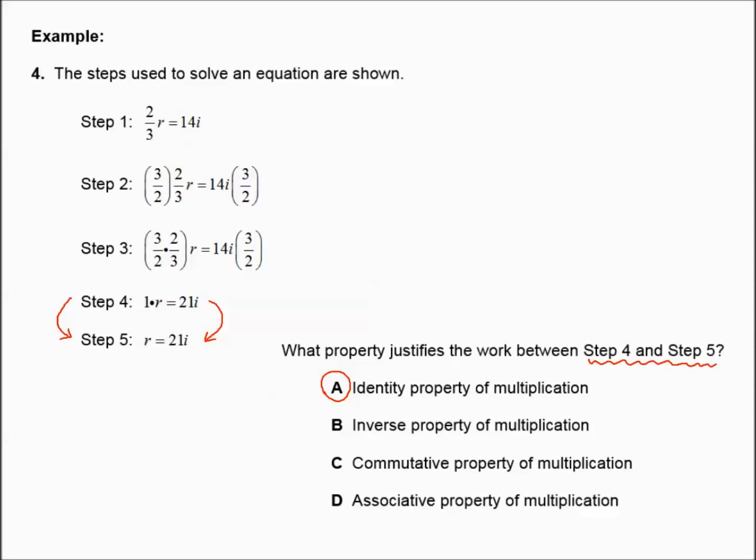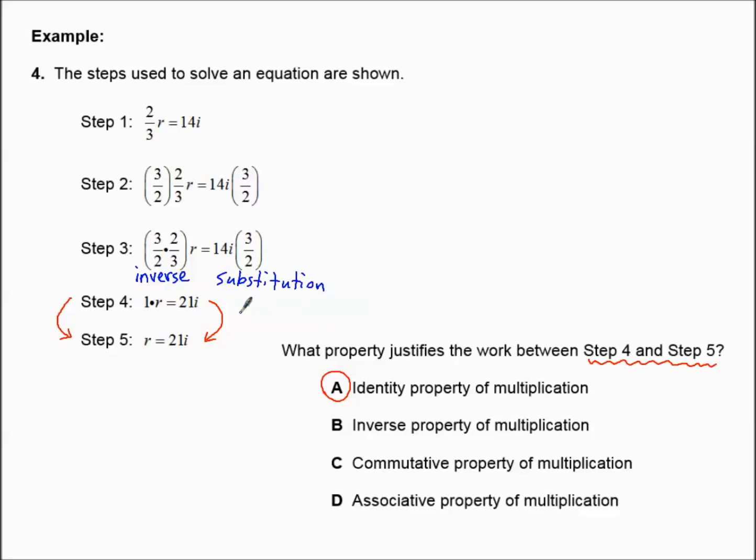Let's see what happens from step 3 to step 4. I see that 3 halves times 2/3 equals 1. Well, that is our inverse property. They undid each other. We multiplied by the reciprocal. And I see that 14i times 3 halves became 21i. That is substitution. We replaced 14i times 3 halves with an equivalent expression, 21i.